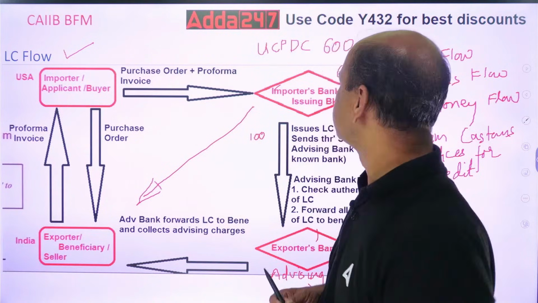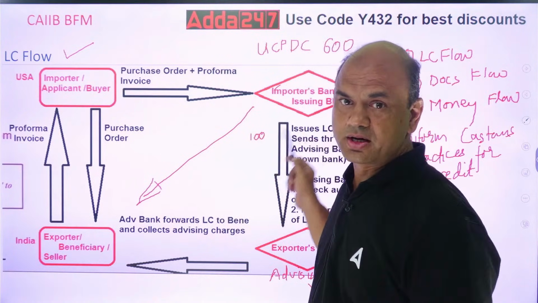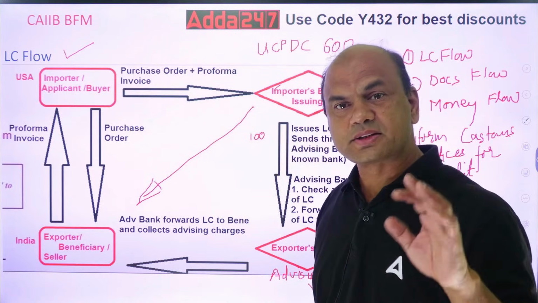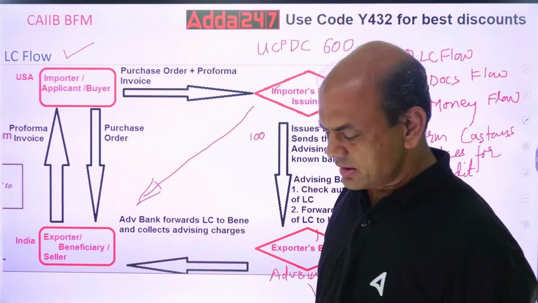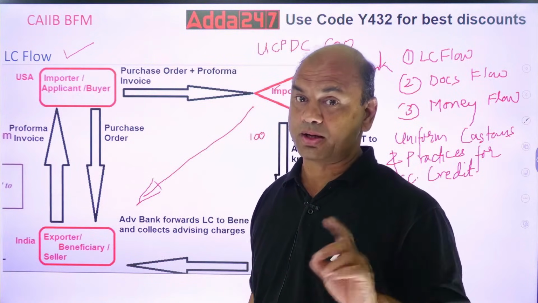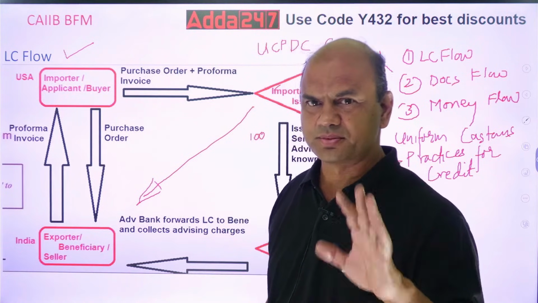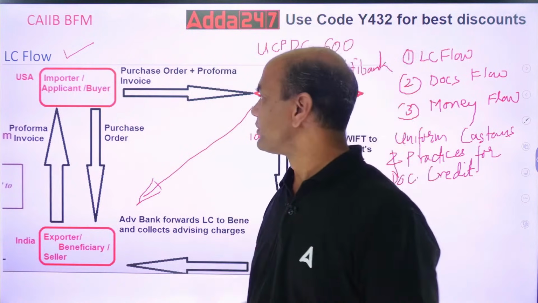Because look at this. The reason is this bank is going to issue the LC, letter of credit. Now, firstly understand what is LC. Letter of credit is a bank-to-bank document, bank to bank. Why is this document there? See, the main reason I'll tell you.